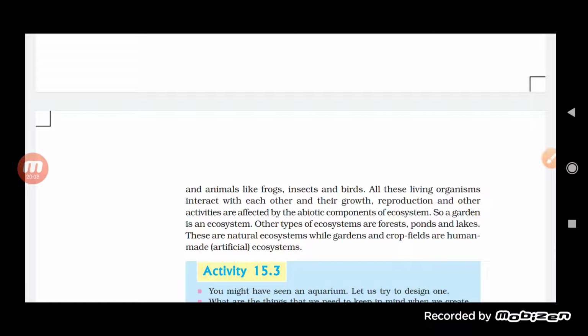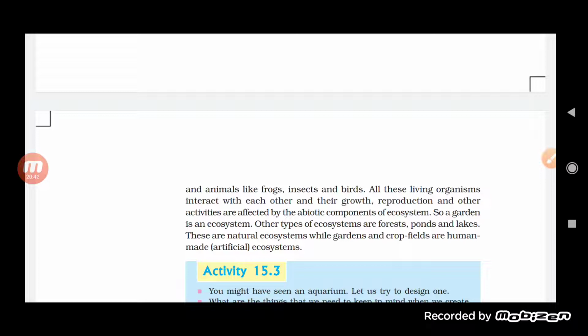So why is it so? It is because it can only survive in the water itself. Similarly, the fish is able to survive in the water because the fish has gills and is able to take oxygen from the water itself. So a pond or a lake is also a kind of ecosystem. This is how the ecosystem is basically divided. Okay. So these all are basically the natural ecosystem.